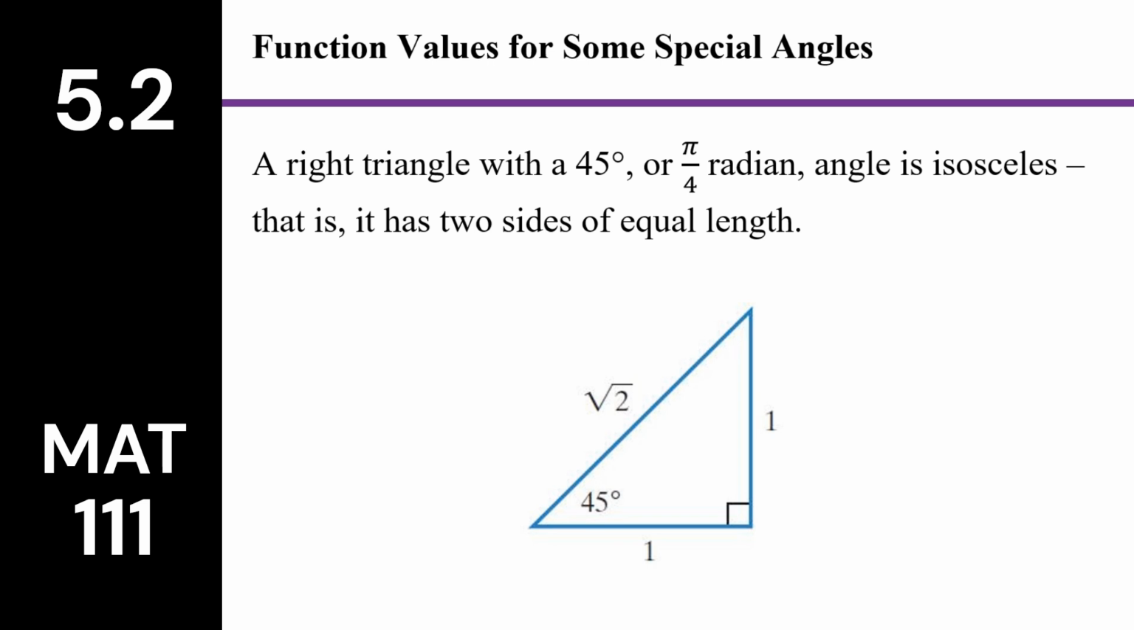We want to look at function values for some special angles. One of the special angles that we deal with is 45, and a right triangle that has a 45-degree angle, or in radians, that's pi over 4. That's an isosceles triangle. It means that the 2 legs are equal length. In the diagram here, we have both legs equaling 1, and then we could use the Pythagorean theorem to see that the hypotenuse is the square root of 2.